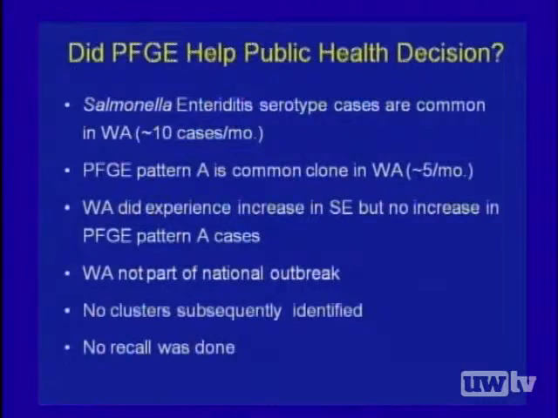So, did PFGE help us make a public health decision? Well, we know that SE serotype cases are common. In Washington, we get about 10 of such cases a month. In fact, the PFGE pattern A is a very common clone within Washington. We get about 5 of those a month. And we did experience the increase in Salmonella enteritidis cases, but we did not see a specific increase in that particular pattern. As a result, we said, no, Washington is not part of this national outbreak. No recall is going to be done. And in fact, subsequently, we never did identify any links to any of the national cases. So, in fact, the PFGE did help us.